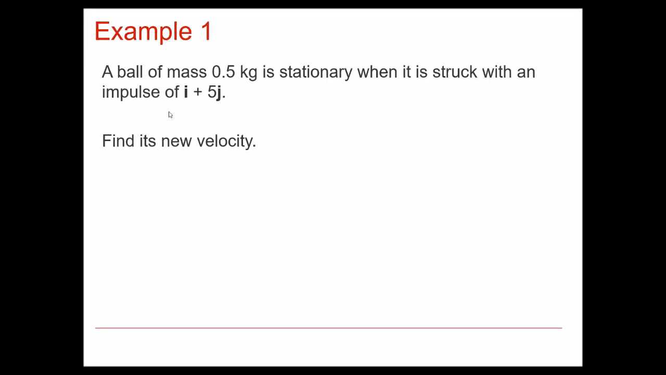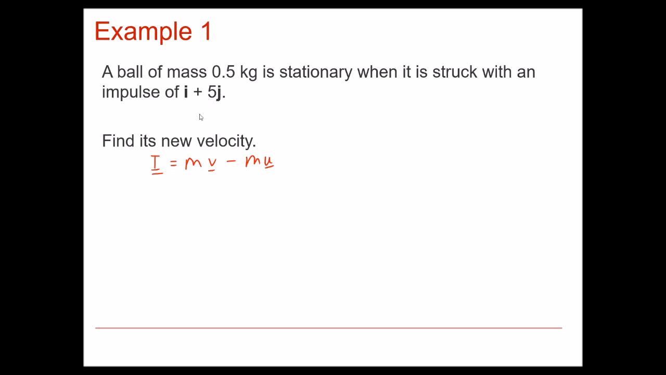So in this first example, we've got a mass of 0.5 kilograms and it's initially stationary, and then it's struck with an impulse of i plus 5j, and we need to find its new velocity. Now remember, we've just said that the impulse is equal to mv minus mu. In other words, it's the change in the momentum of an object.